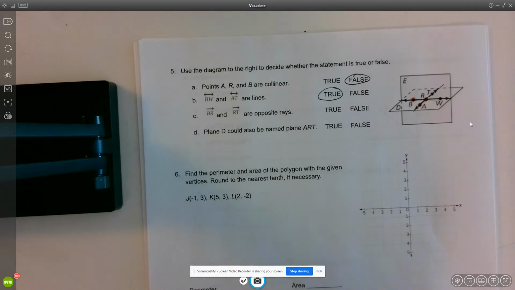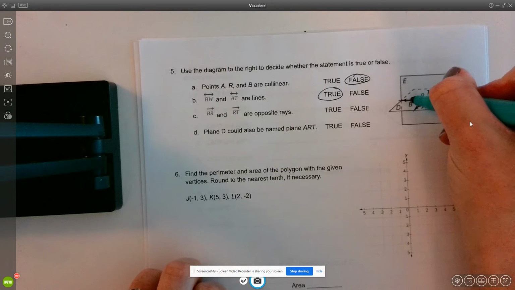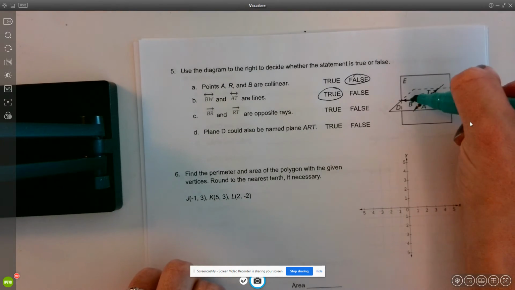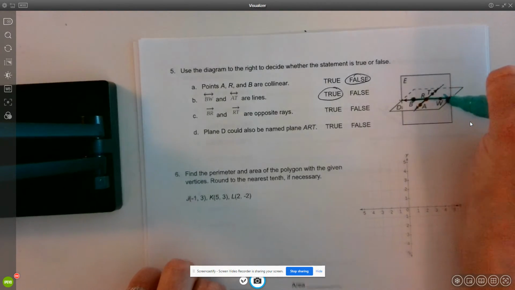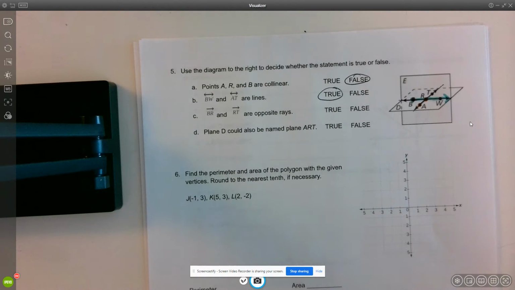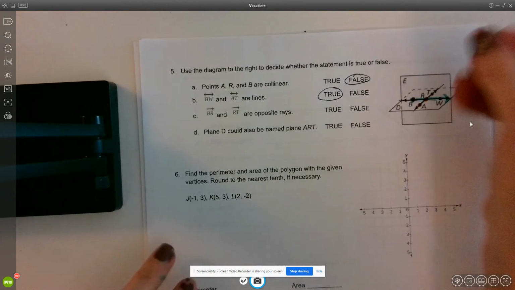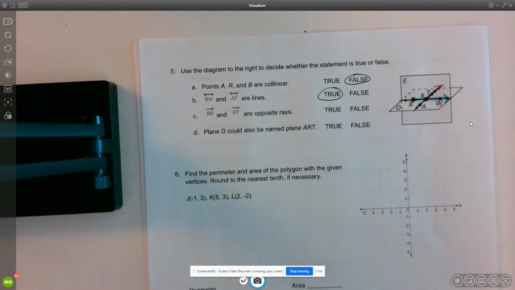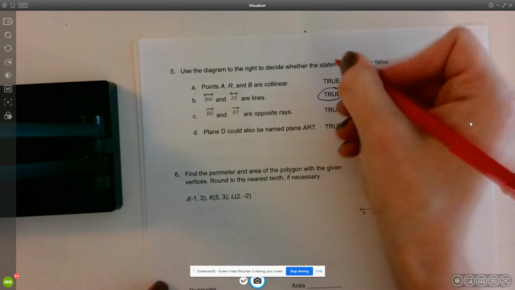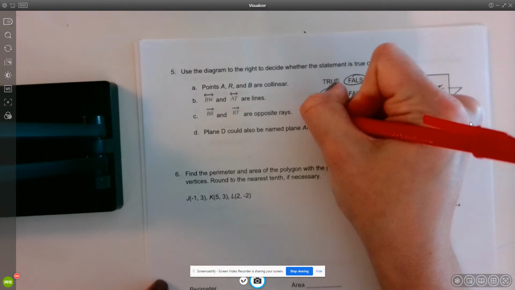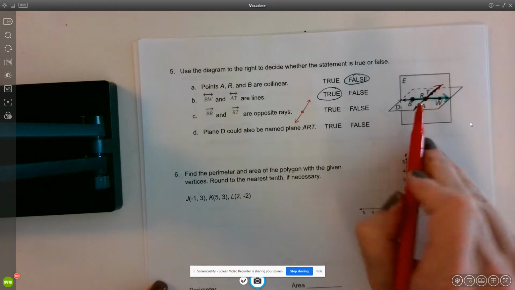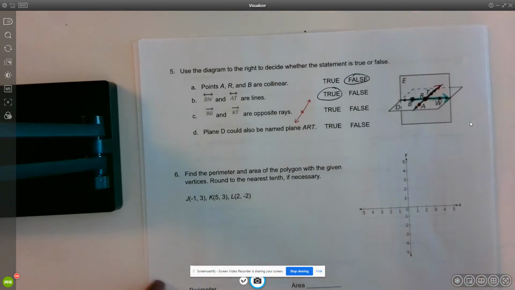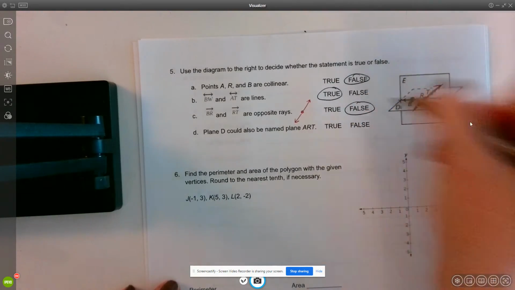Ray BR, let me use a color here. Ray BR, that would be the ray starting at endpoint B and pointing towards point R. And ray RT, that would be a ray starting at R and pointing towards T, are opposite rays. Remember, opposite rays share an endpoint and point in opposite directions. The blue and red ray do not start at the same endpoint and do not point in opposite directions, so this is false.